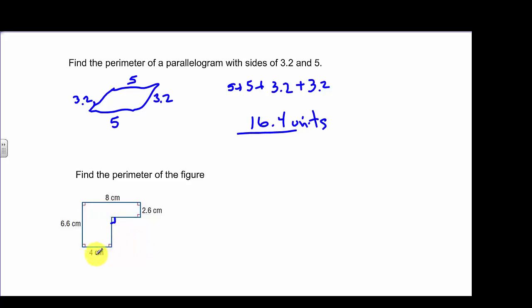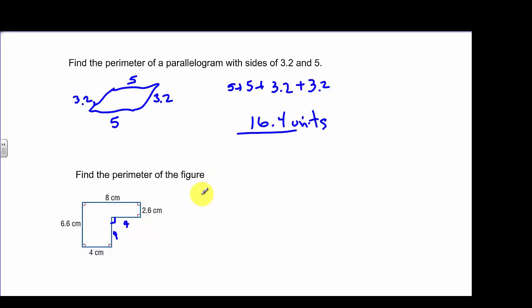So what that means is if I stop here at 4 and continue on in a straight line, then this segment here has to be 4 as well. Likewise, if I know that this side is 6.6, this is a right angle and this is a right angle, and it's 2 straight lines, then this also has to be 4 right here. So now I just have to add everything up.